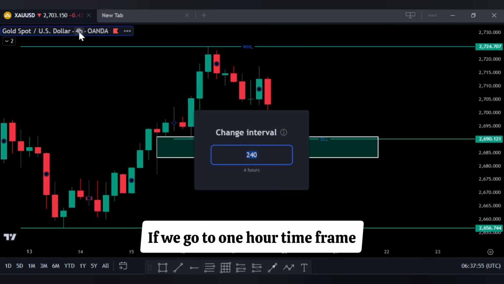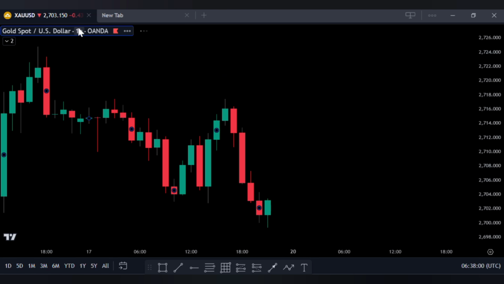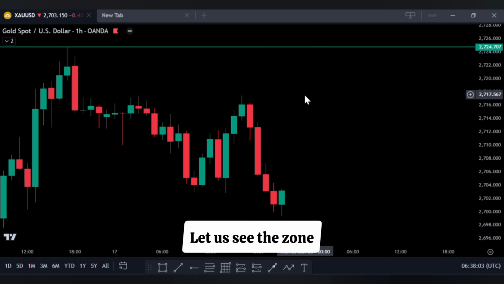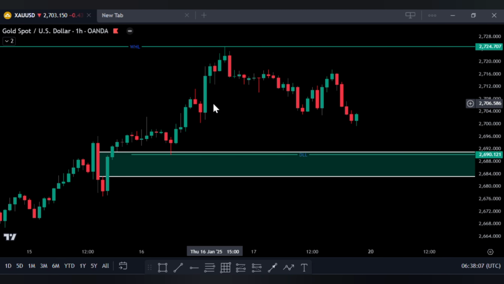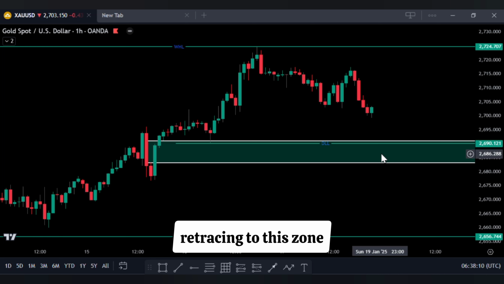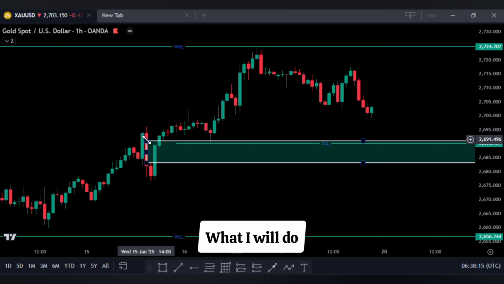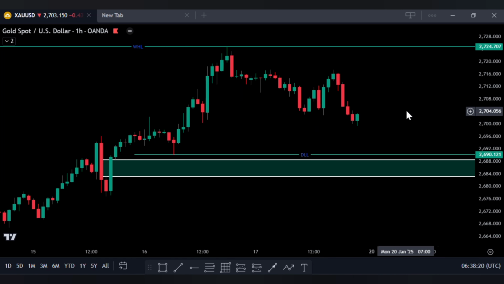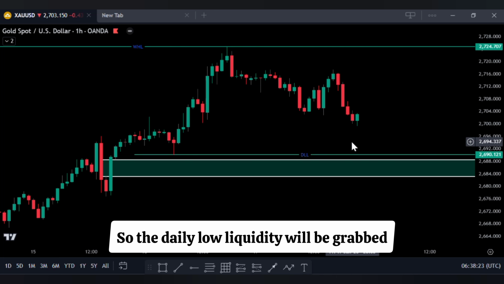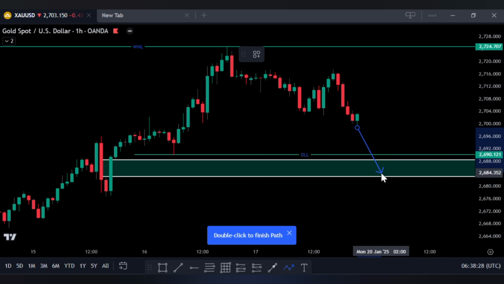If you go to 1-hour time frame, our last time frame before we finish, let us see the zone that we have marked with Fibonacci tool. It is around here. So possibly, I see price retracing to this zone, either here or to this imbalance. What I will do, I mark this imbalance as our next key level. So the daily low liquidity will be grabbed and price might come around this zone. Then we look for our buys to high.